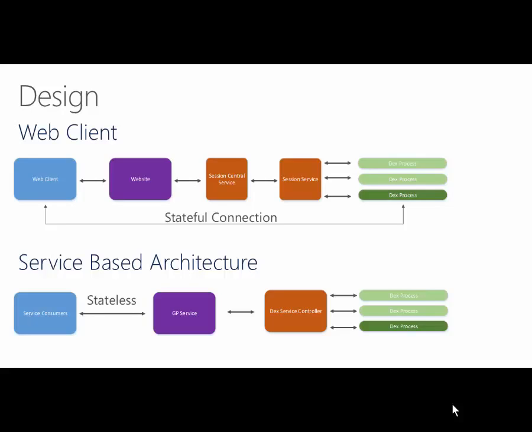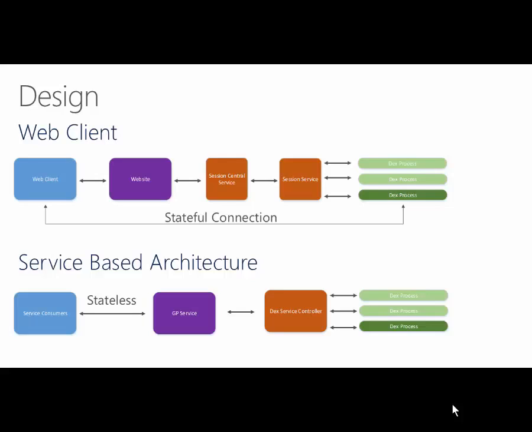The first one, in the web client side, the web client is allowed to hit the Dexterity process directly, which for those that have worked with web client would be that runtime process exe, and it requires that stateful connection. Should the state ever be broken, what's going to occur in Silverlight is you're going to see an async error. The service-based architecture side never connects to the Dex process, and because it's only connecting to the GP service, that connection is stateless.